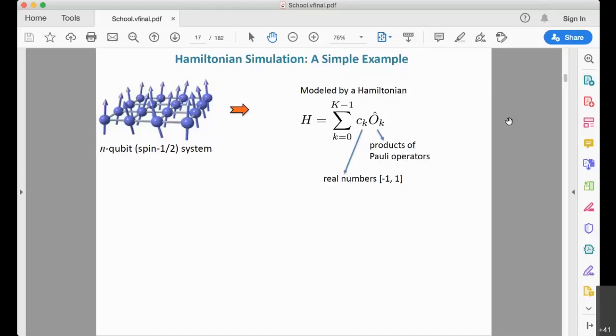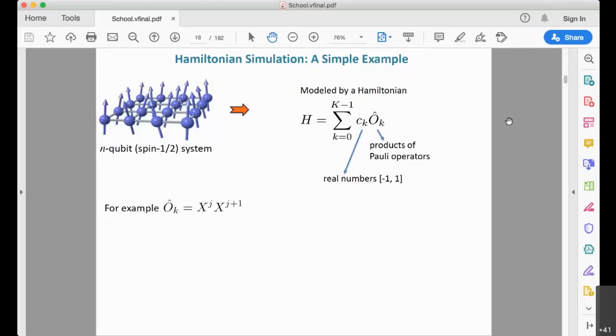Certainly the coefficients may have units of energy or things like that, but we can take care of that. For now, these real numbers may not have units, and the Hamiltonian is just a simple linear combination of Pauli operators, Pauli products. Pauli products are nice because they are unitary operations and they are Hermitian at the same time. So I can use those properties when I describe the Hamiltonian simulation algorithm.